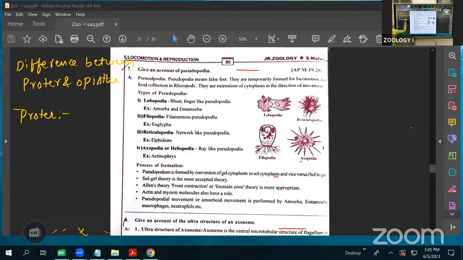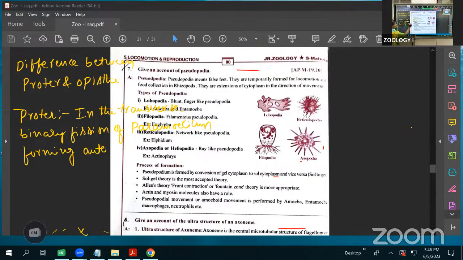Right, like this simply. In the transverse binary fission of paramecium, forming the anterior daughter individual is called proter.